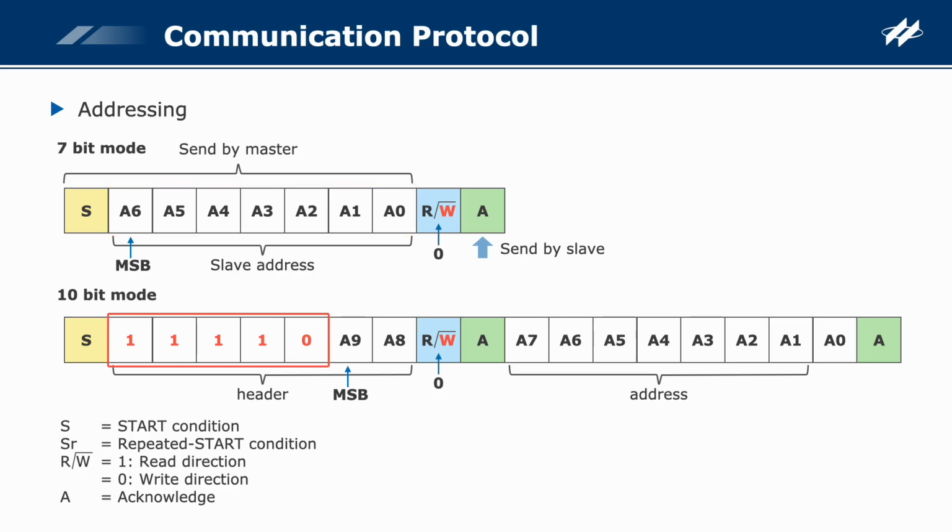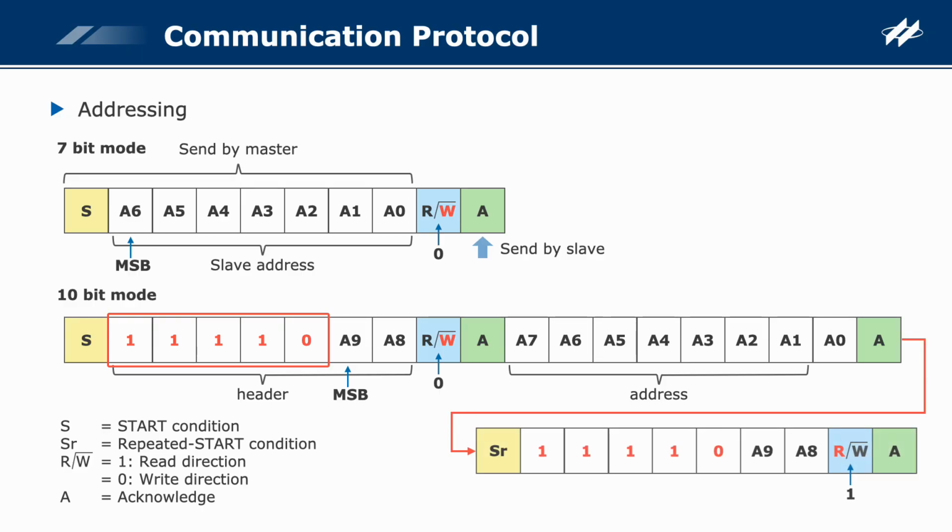The first byte is composed of a leading 11110, the 10th and 9th bits of the slave address, and a RW bit. The second byte is the remaining 8-bit address of the slave device. In the read mode, the header byte must be transmitted again, and the RW bit is set to read.